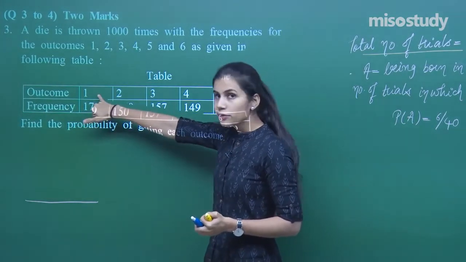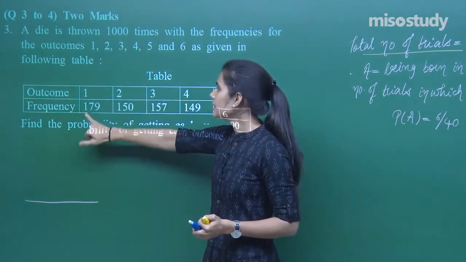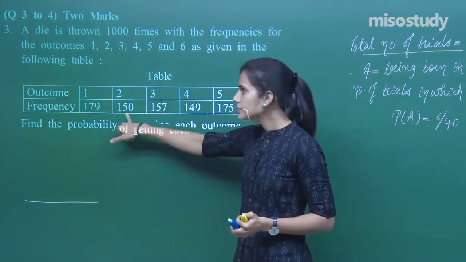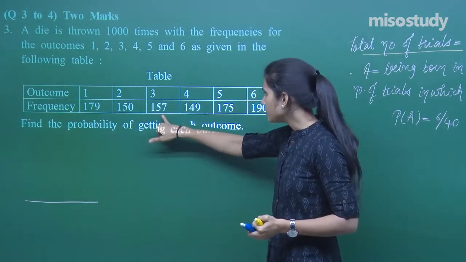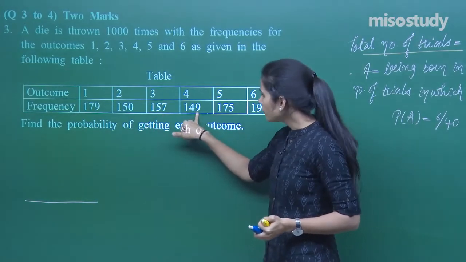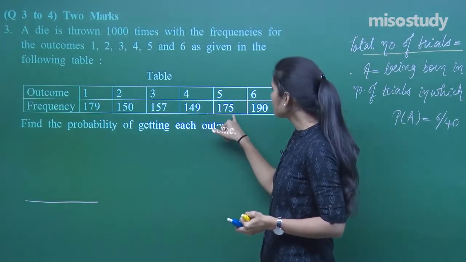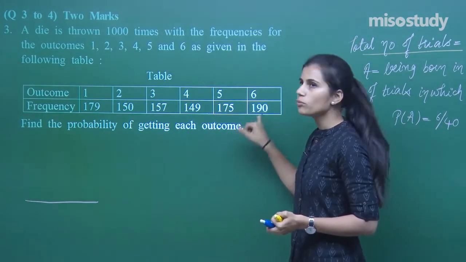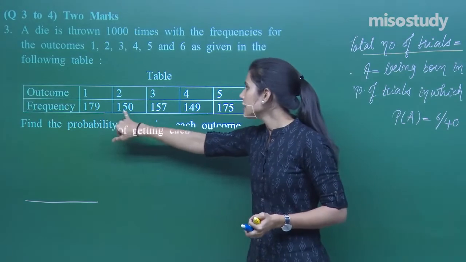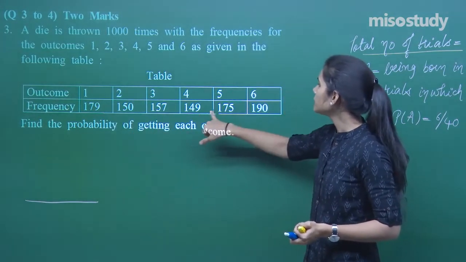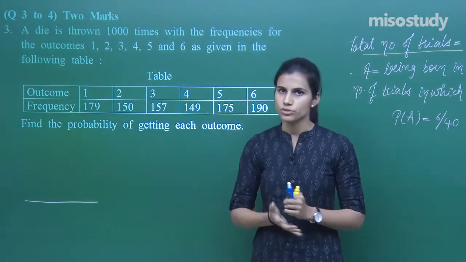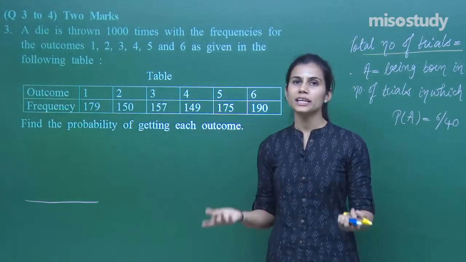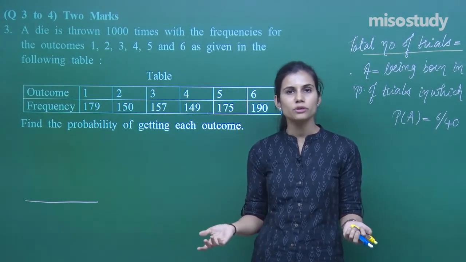It is saying that in those 1000 trials, 1 is coming as an outcome in 179 trials, 2 in 150 trials, 3 in 157 trials, 4 in 149 trials, 5 in 175 trials out of 1000 trials, and 6 in 190 trials. When you add 179 plus 150 plus 157 plus 149 plus 175 plus 190, you get 1000. Outcomes can range from 1 to 6 only. That is what you get when you throw a die.